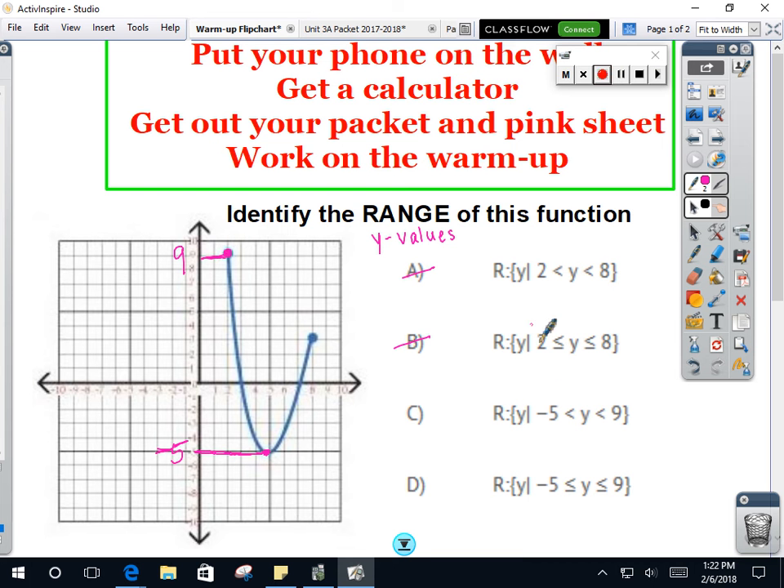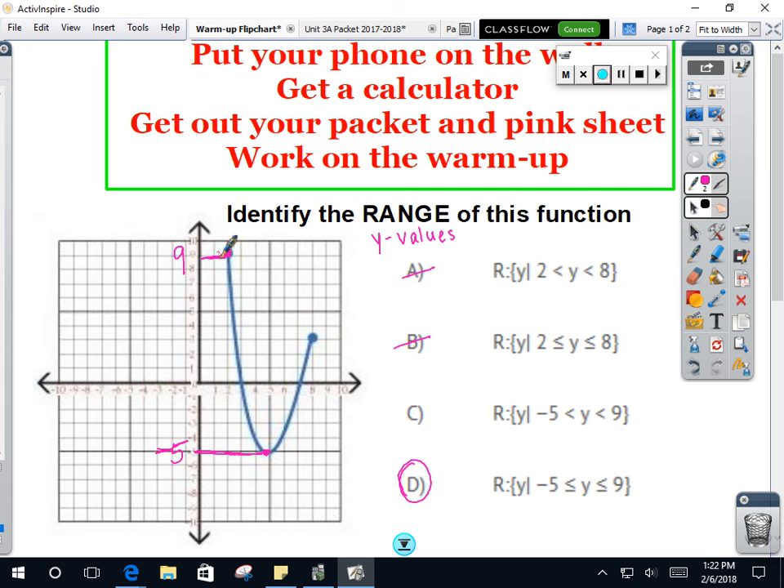Now you have to look at them and see that the only difference between these two answer choices are the signs. In C, neither of the less than signs have equal to bars. In D, they have equal to bars. Do we need them or do we not? We do.